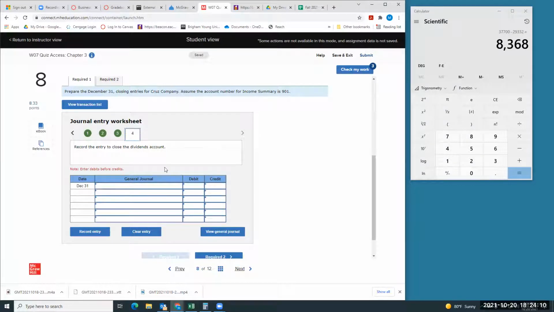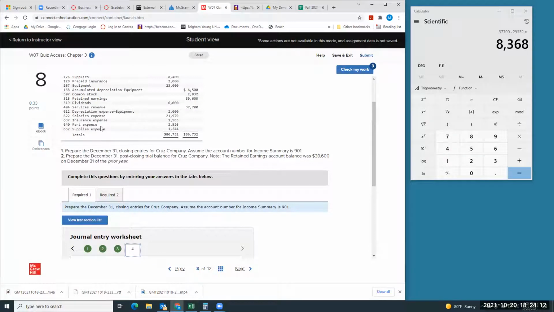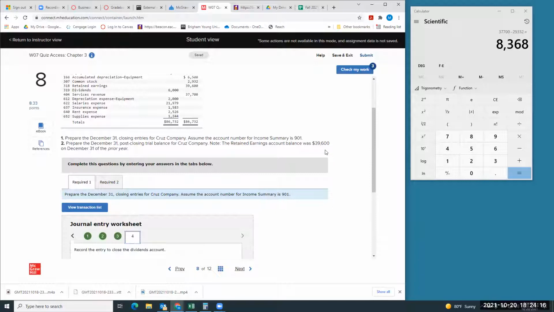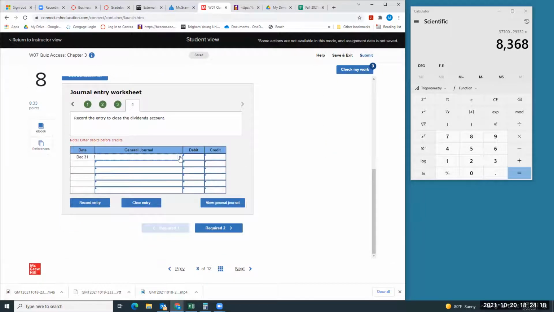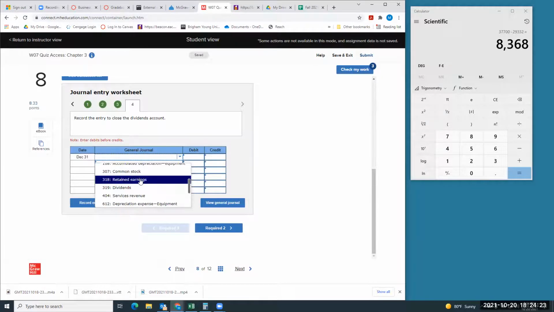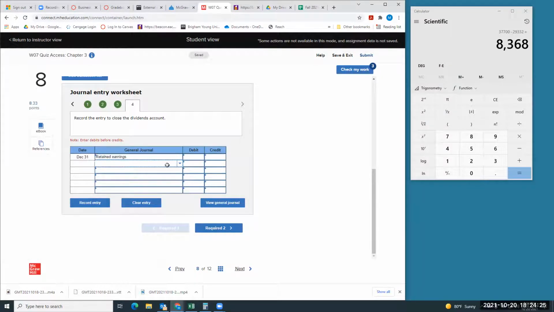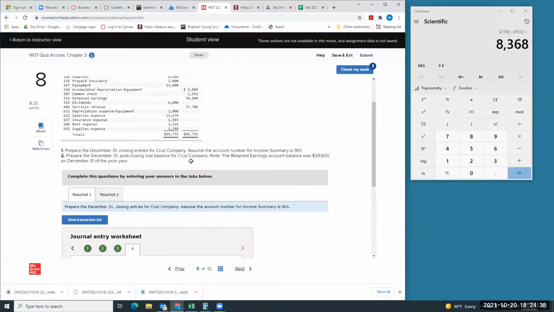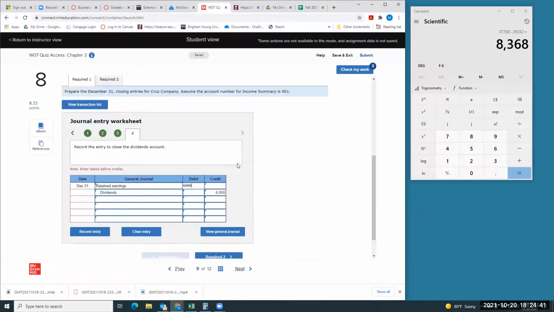And finally, we're going to close our dividends account. So dividends, we close straight out to retained earnings. So here we have a debit balance of 6,000. So we're going to debit retained earnings and credit dividends. So this will have the effect of reducing dividends down to 0 and reducing or lowering the balance of the retained earnings account by 6,000, because dividends is money we're paying out to the shareholders.